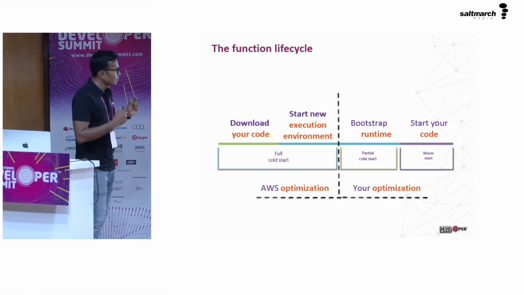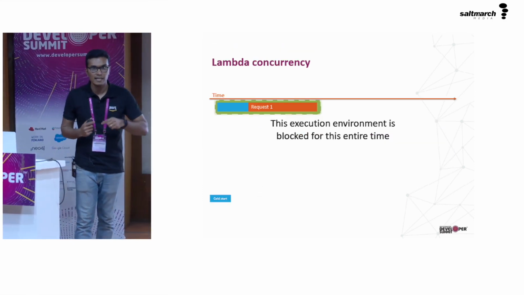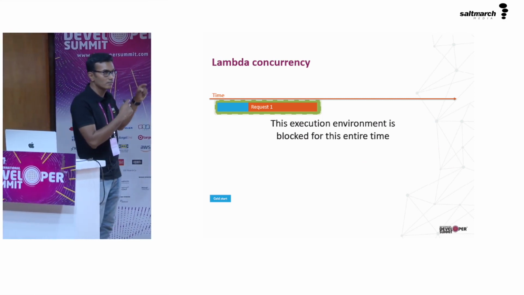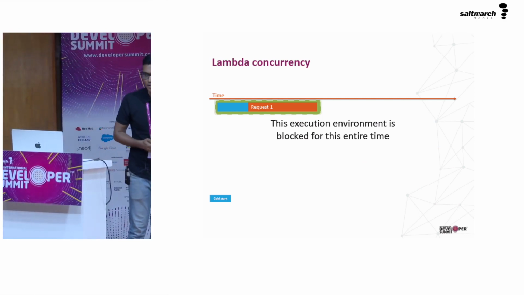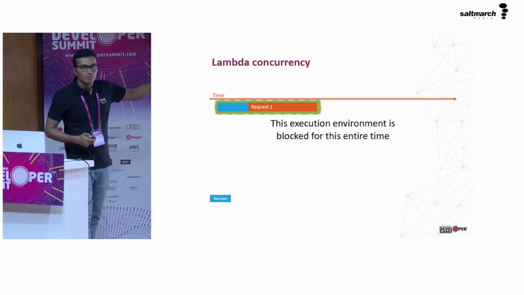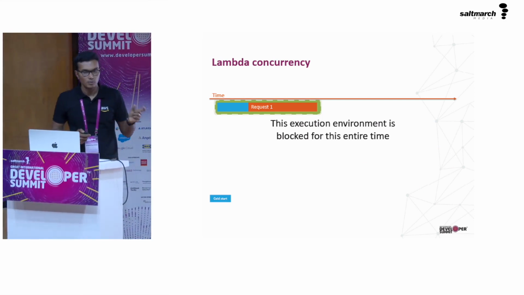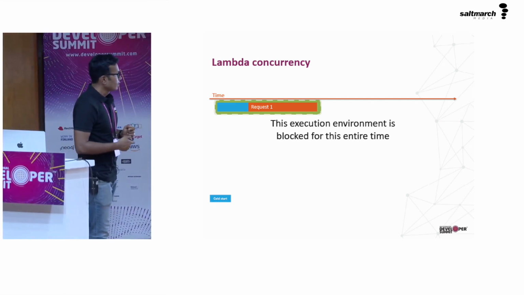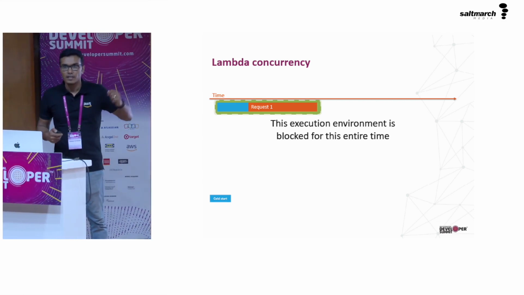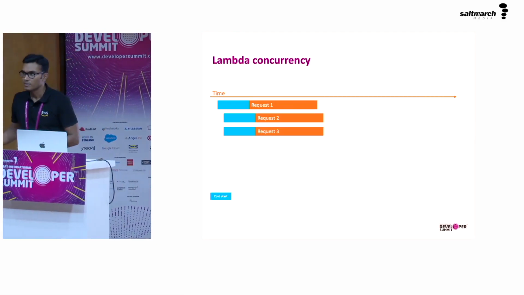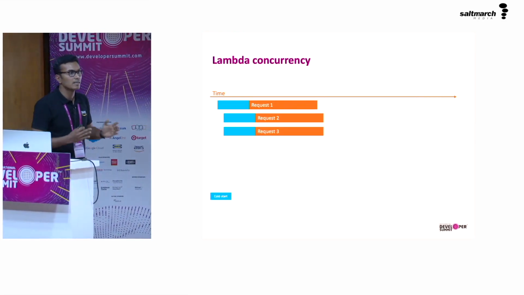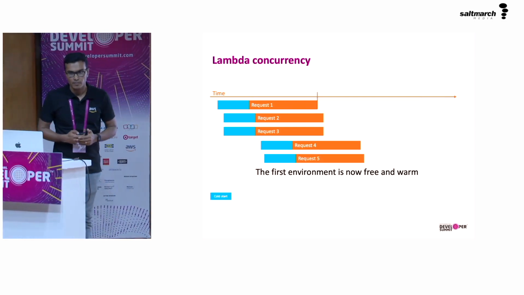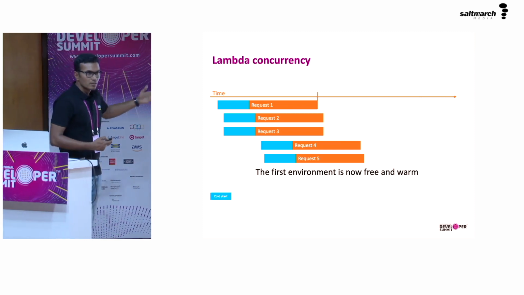Now, talking about the execution environment, when a request is handled, that execution environment is blocked for that entire duration while the execution is happening. Now you can see the blue part and the orange part. The blue part is basically the cold start that we spoke about, where your bootstrapping and the initialization all starts happening. While your request 1 is executing, if there are more parallel requests that come in at the same time, what the Lambda service will do is start spinning up more execution environments, right? So you have request 2 and request 3 executing. After some time, you have request 4 and request 5 that come in.